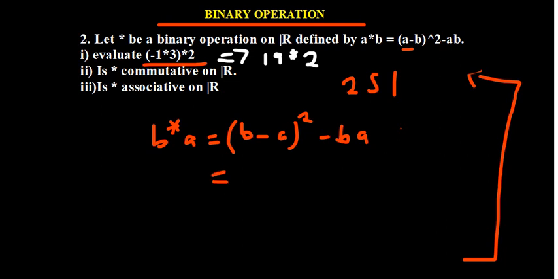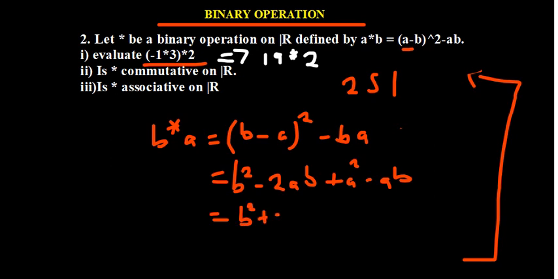So B minus A in brackets squared is the same as B squared minus 2AB plus A squared. So BA is the same as AB, so minus AB. This will reduce to B squared plus A squared minus 3AB. So that is B star A. So how about A star B?